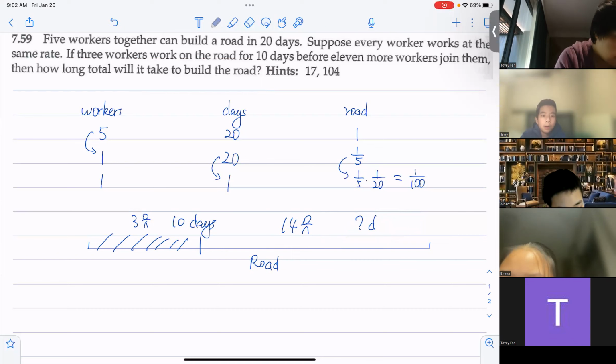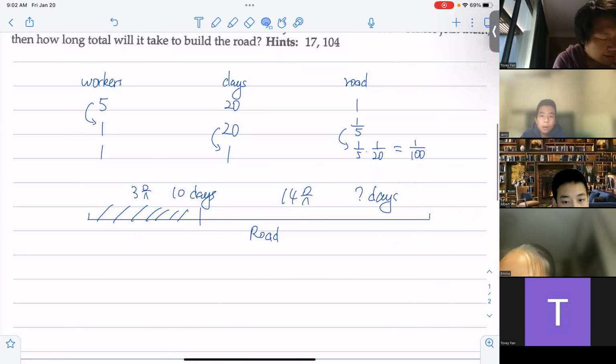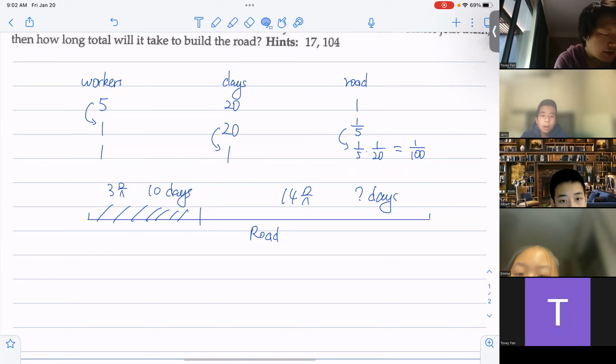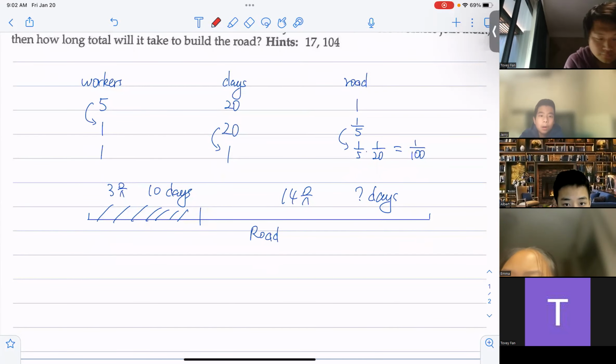Okay, so we're going to first figure out how much of the work has been finished by 3 people in 10 days. How do we do that? Anyone? It shouldn't be hard because one person in one day can do 1% or 1 out of 100. What about 3 people? What about 10 days?